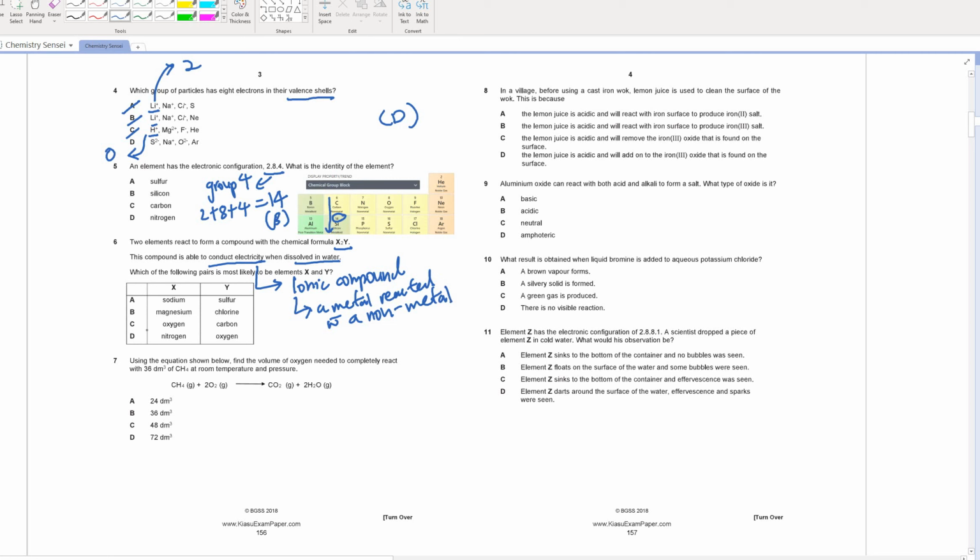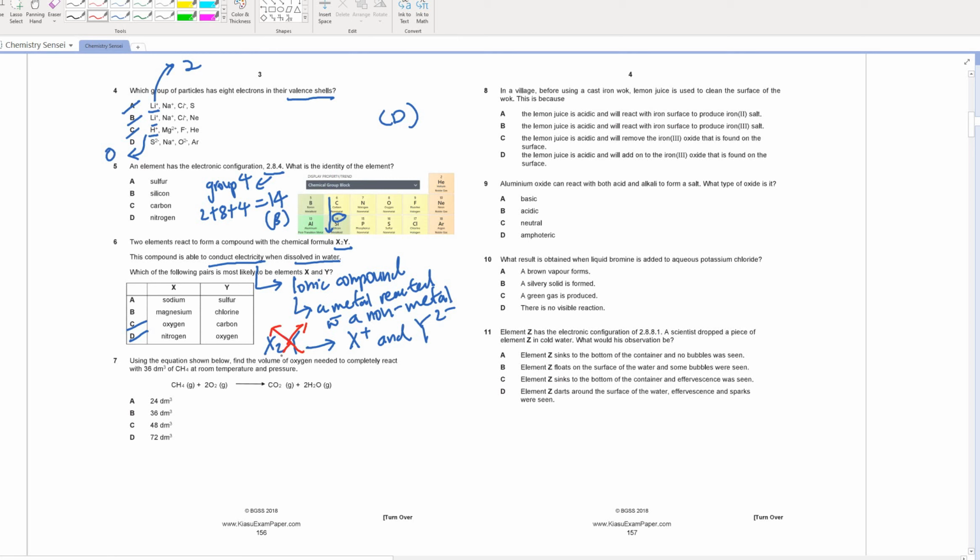X definitely cannot be oxygen or nitrogen. It must be a metal. Oxygen and nitrogen are non-metal. So over here, we have chemical compound X2Y. So it means that it is formed from X plus and Y2 minus. So this is the reverse crisscross method that we use to find the charge of the species.